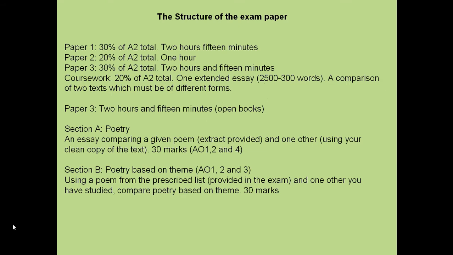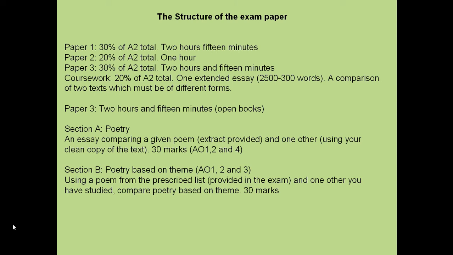So remember, paper 1 and paper 3 are both 2 hours and 15 minutes and 30% of your course. Paper 2 and your coursework are 20%. One is a 1 hour examination, one is an essay, which is a comparison of two different forms. So paper 3, both section A and B, are looking at poetry being the focus here. But in section A, the main assessment objective focuses are 1, 2 and 4, whereas with section B, the main assessment objectives here are 1, 2 and 3.